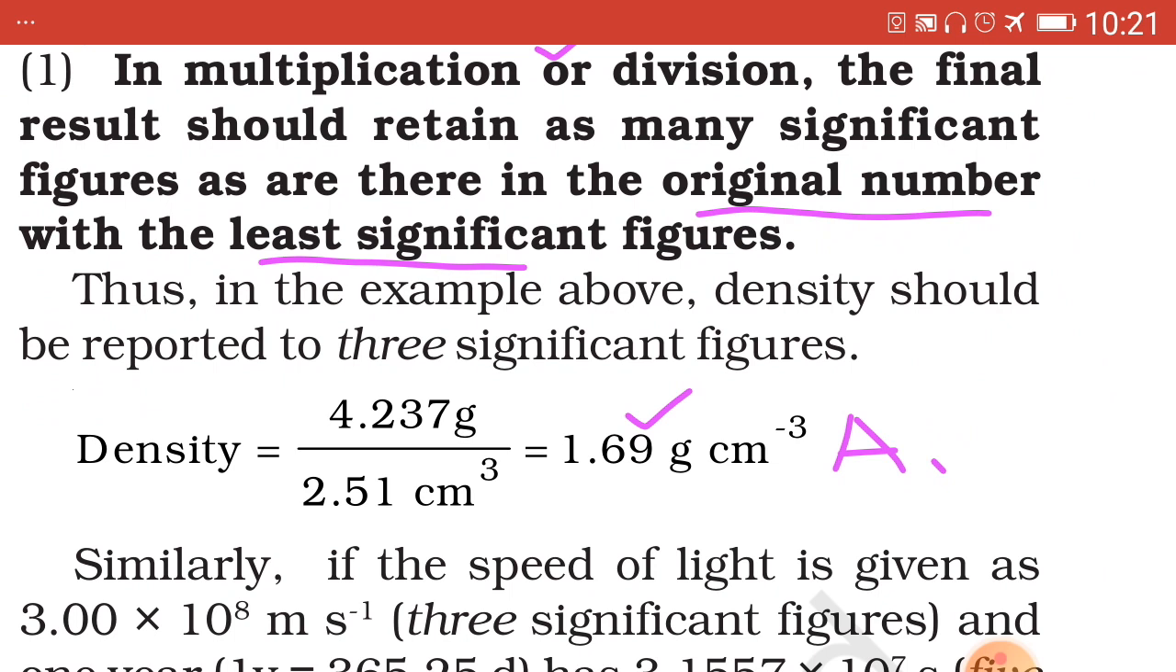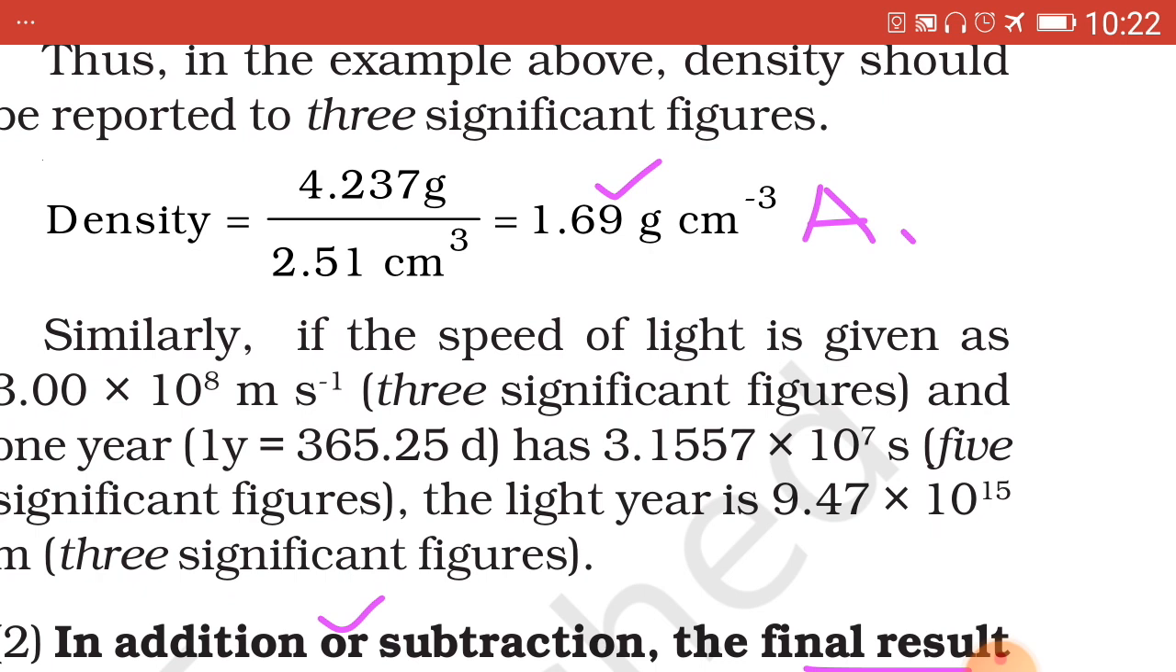Say for example, density, the previous example which we considered, equal to mass upon volume, where we calculated the density up to 11 decimal places. Here the simplified form is equal to 4.237 grams given in the data upon 2.51 centimeter cube, equal to 1.69 gram centimeter raised to minus 3, which is the final answer. Because we have to write the answer up to 3 significant figures.